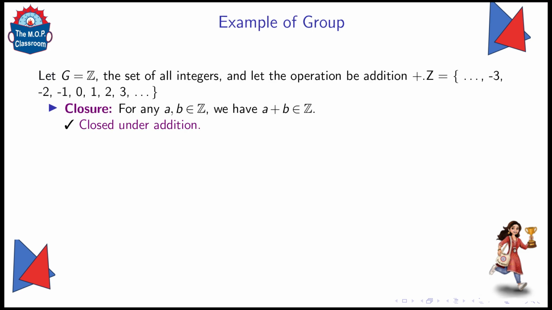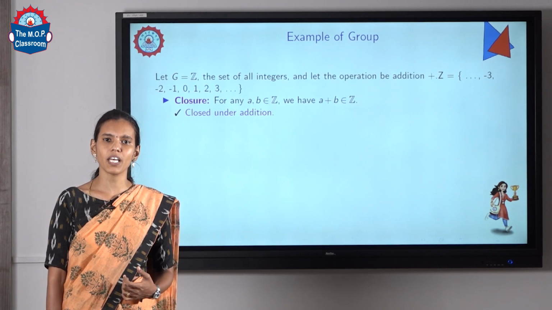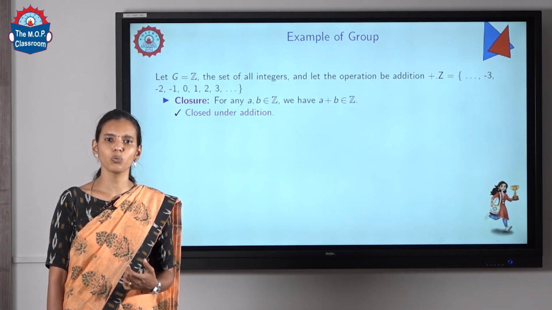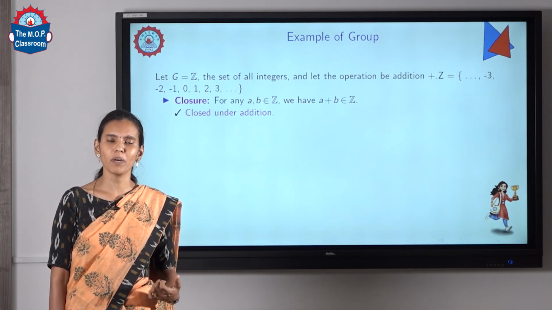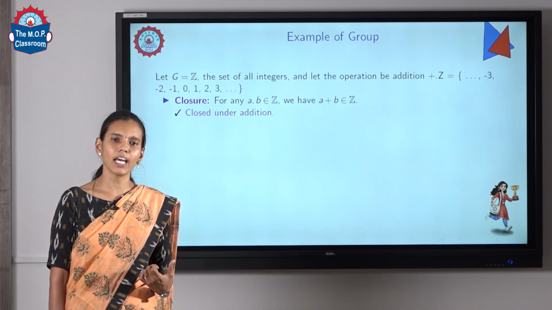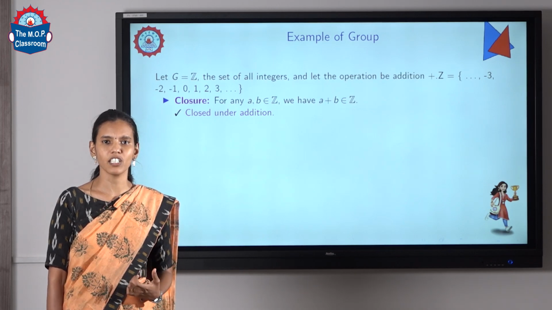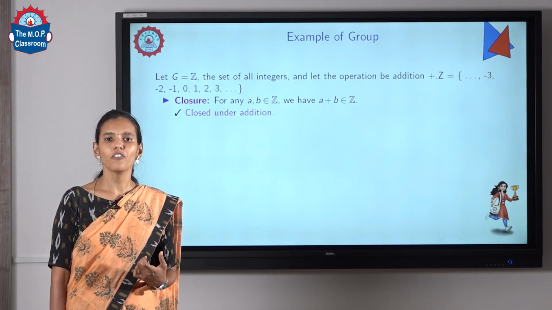Now, we are going to see an example for a group. Here, I have considered the set of all integers, wherein on the number line we have 0, on the positive side it takes 1, 2, 3, 4 and on the negative side it takes minus 1, minus 2, minus 3. This is the set that I have considered and the operation that I am going to consider here is addition. We will check if this set with the binary operation addition forms a group.